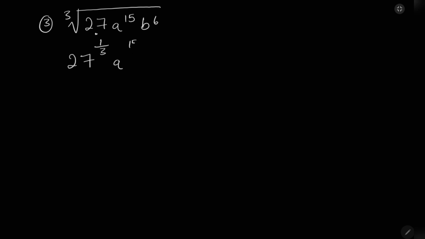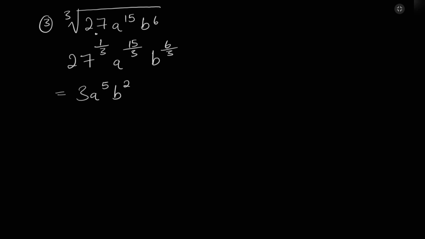a, we have 15 divided by 3. Then b, 6 inner divided by outer, which is 3. Then 27 to the power 1 over 3 should give you 3. a, we have 15 divided by 3, which is 5. b, 6 divided by 3, which is 2.